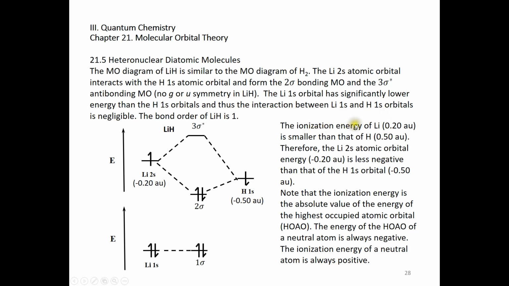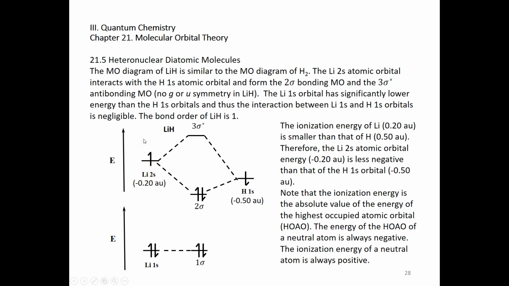The ionization energy of lithium is 0.2 atomic unit. The ionization energy of hydrogen is 0.5. Therefore, the lithium 2s atomic orbital lies above the hydrogen 1s orbital. This atomic orbital energy is negative 0.2. This atomic orbital energy is negative 0.5. So the ionization energy is simply the amount of energy to promote this electron from negative 0.2 to 0.